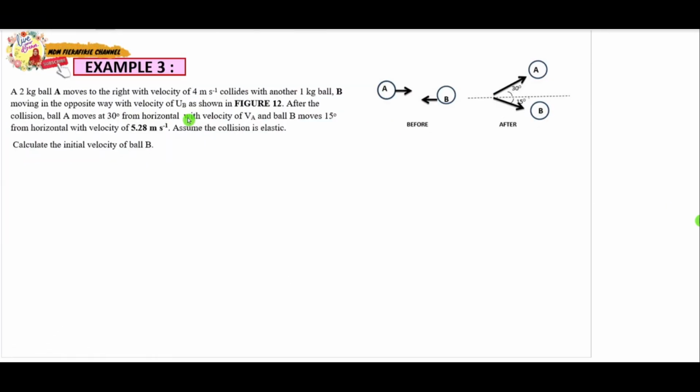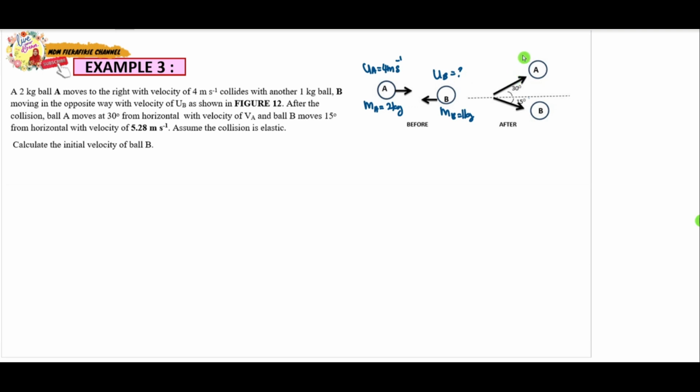Alright, now example number 3. Here we have ball A and ball B. And given that mass of A is equal to 2 kg and mass of B is 1 kg. Okay, A is moving to the right, so it's 4 meter per second. But for B, it's moving opposite direction. Tapi kita tak tahu berapa initial velocity untuk B.